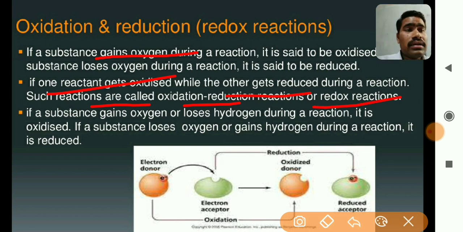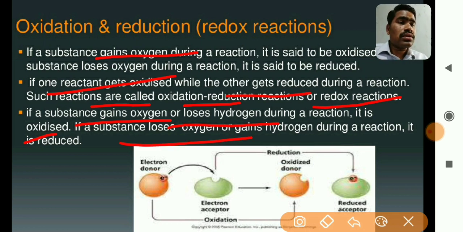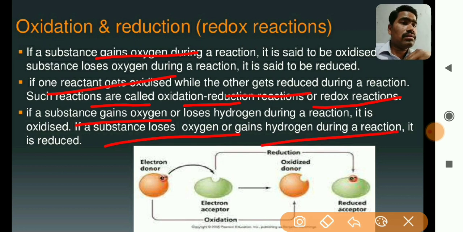I've already defined this redox reaction earlier, that if oxidation and reduction take place simultaneously, then it is called a redox reaction. Now if a substance gains oxygen or loses hydrogen during the reaction, then it is said to be oxidized, as we have defined just now. And if a substance loses oxygen and gains hydrogen during the reaction, it is said to be reduced.